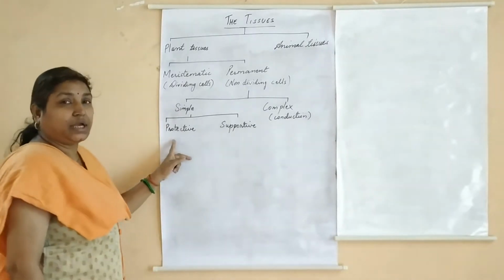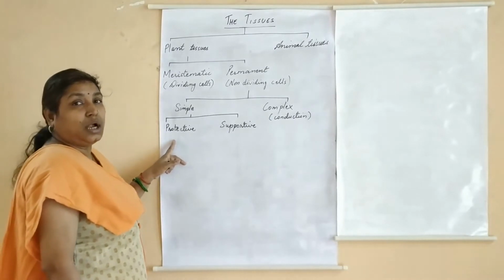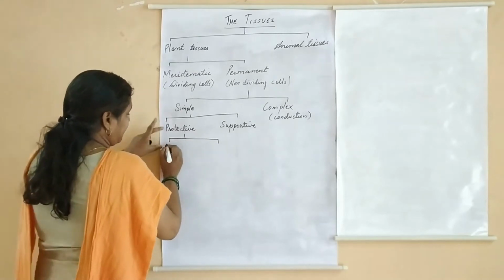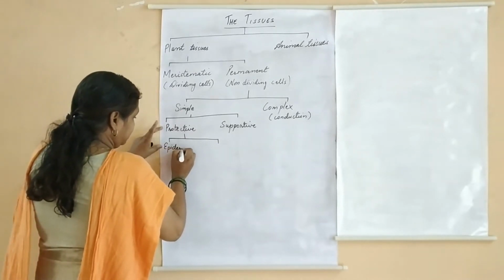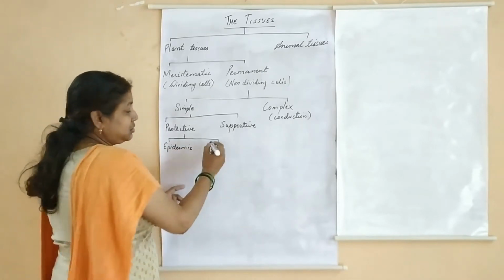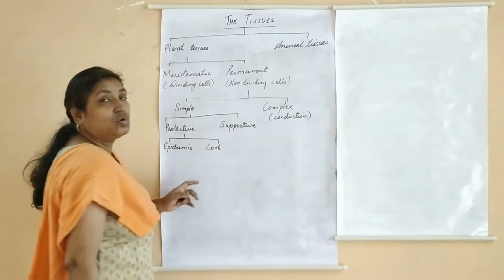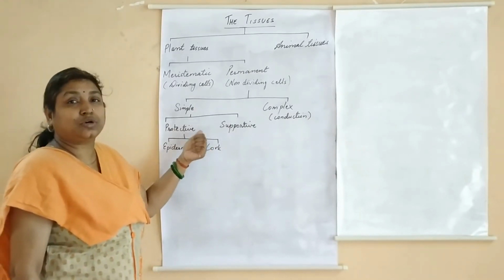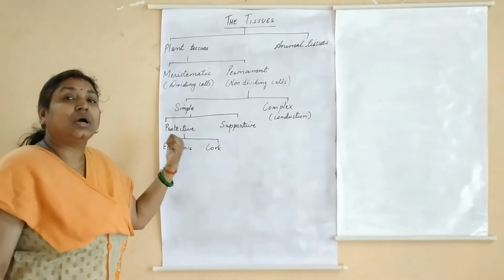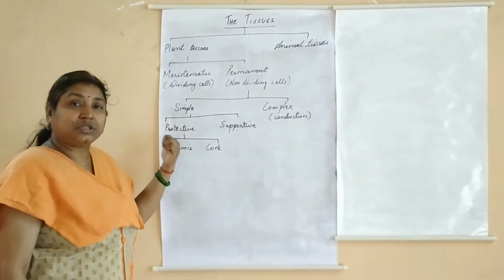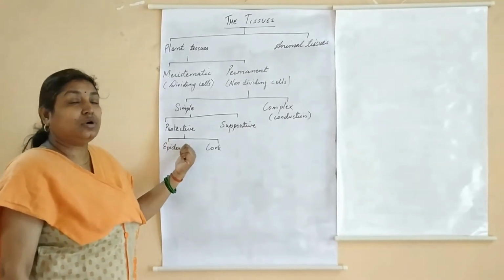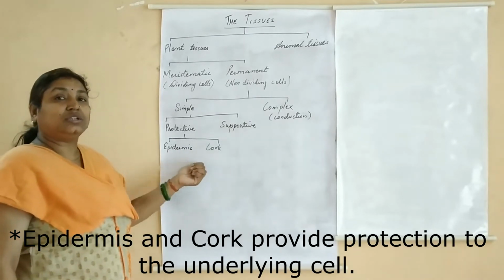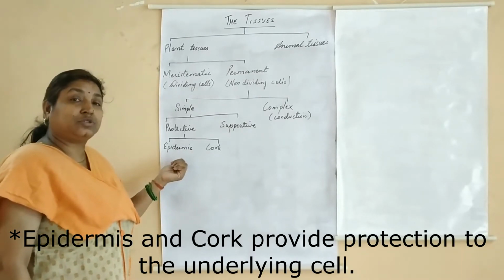Now coming to the protective type, the type of permanent tissue that provides protection. They are of two types: epidermis and cork. These are types of simple permanent tissue, because in simple permanent tissue all the cells look alike. Whatever the structure, the cells look alike. So, protective in function, we have epidermis and cork. These two types of tissues provide protection to the plant.